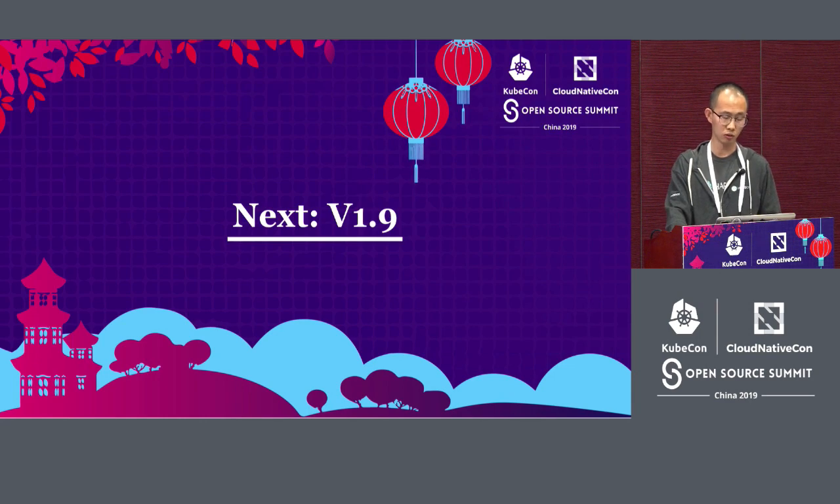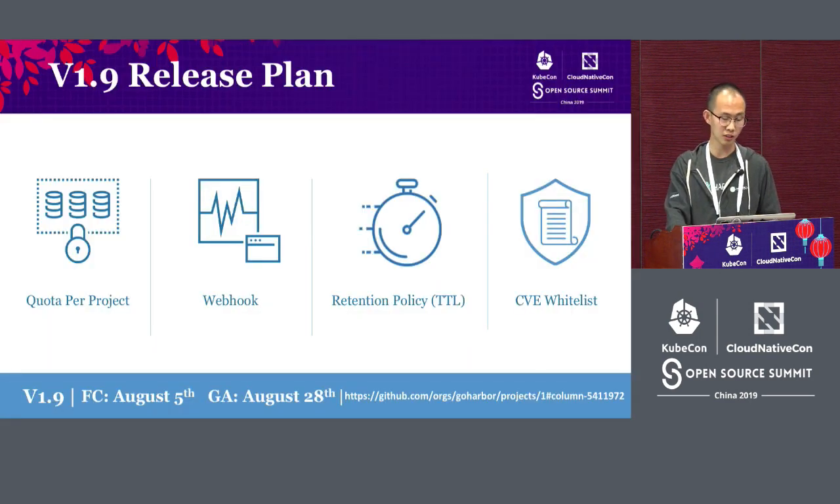Next, let me talk about features of 1.9. Our plan is 1.9 will be GA in early August. It will have four main features. First is quota per project. Many times we have the need to restrict the number of images or charts under one project. Version 1.9 will provide two metrics.